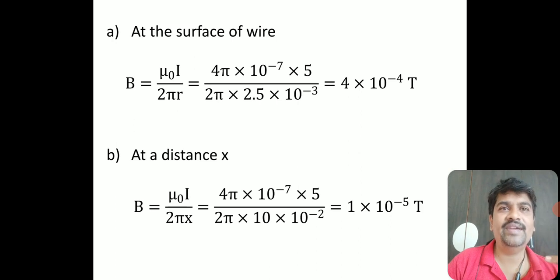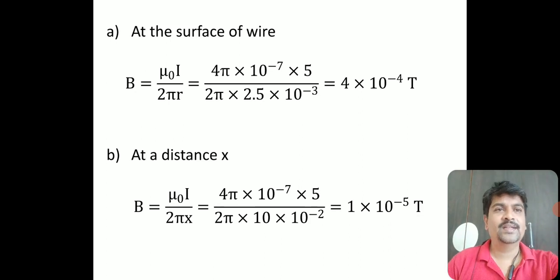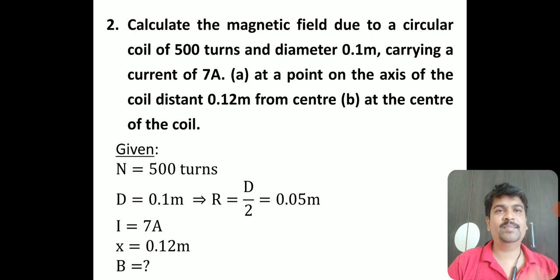Right. So we have found the magnetic field due to a straight conductor in two different cases. One is at the surface of the wire, another is at a distance of x from the wire, which is 10 centimeter. Right. We'll move on to the next problem. Problem number 2. I'll read out the problem first.